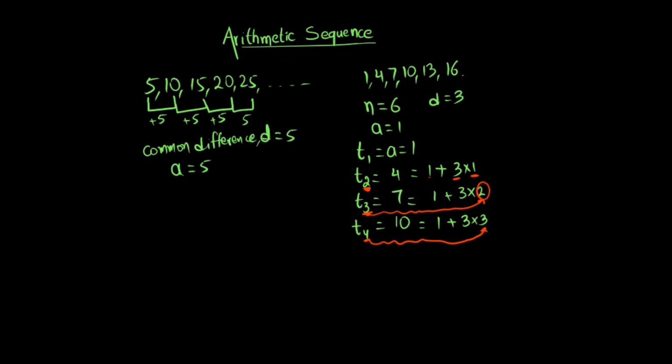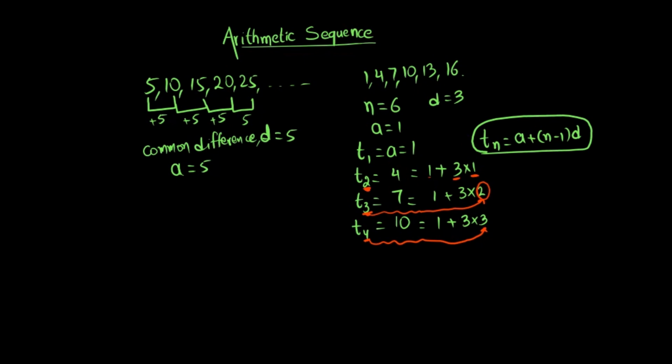Now to summarize all of this, we can say that the general term Tn would be given by the first term plus 1 less than this number n. 1 less than would be n minus 1, multiplied by the common difference. This is the formula of a general term of an arithmetic sequence.